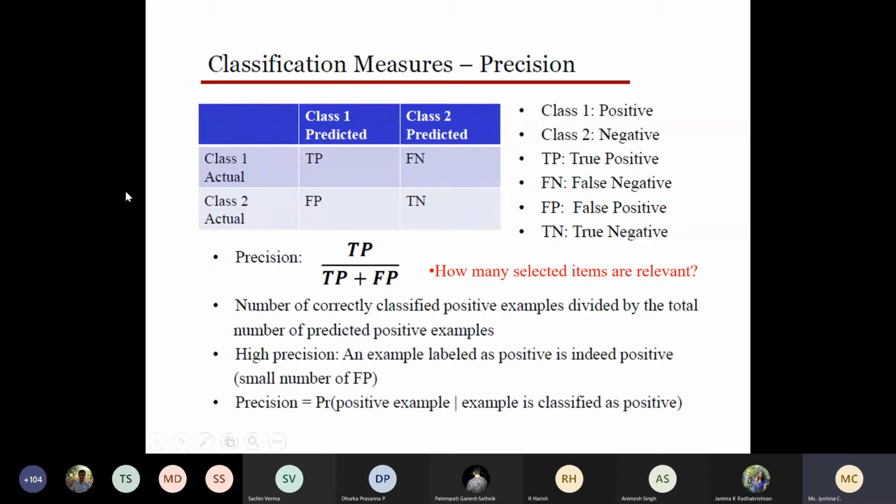So precision means true positive, how many correctly classified, divided by this column summation. That means the prediction, how many you predicted as this one. So how many selected items, that means how many predicted items are relevant. That means from the predicted items, how many are COVID positive. So you can always relate with one example and study. So high precision means which term should be less? The denominator should be reducing. That means false positive should be reducing. So high precision means false positive should be reducing.